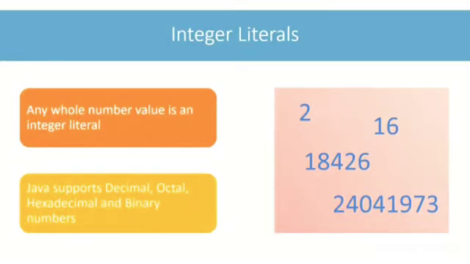2, 16, 18, 426, 2 crore 40 lakh, 41,973. These are some examples of integer literals. In our programs, almost all of the time we use decimal numbers, meaning base 10 numbers. The examples shown here are all examples of base 10 numbers. In addition to decimal numbers, Java also supports octal, hexadecimal and binary numbers.